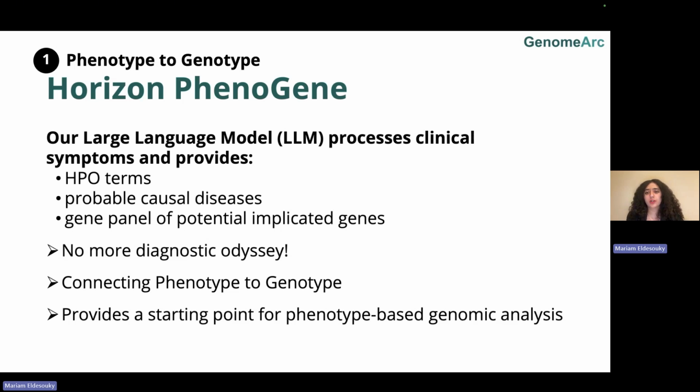So this part especially gets complex when we're dealing, as I mentioned, with rare diseases where sometimes there's no diagnosis. There's just a list of symptoms. So here, this can help in three things. Number one, no more diagnostic odyssey, or at least we can reduce and help in it. Number two, we connect the phenotype to the genotype, so we have a focused analysis. And number three, there's a starting point now for phenotype-based genomic analysis because the large language model, as I said, provides three things: HPO terms, probable causal diseases based on the symptoms that you input, and then the gene panel for these potential implicated genes.